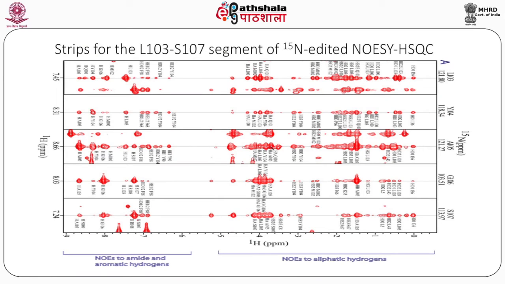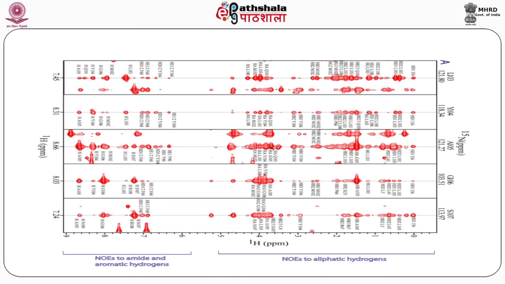In this slide, we see strips from the L103 to S107 segment of N15 edited NOESY-HSQC. This slide has been tilted by 90 degrees to give you a better idea of the resolution or separation of the peaks. On the right side, you have labeling of N15 ppm and you have the residue numbers L103, Y104, A105, G106 and S107. Below the residue number, you have the nitrogen chemical shifts where these peaks were taken, and then right at the bottom on the left side, you have the proton chemical shifts.